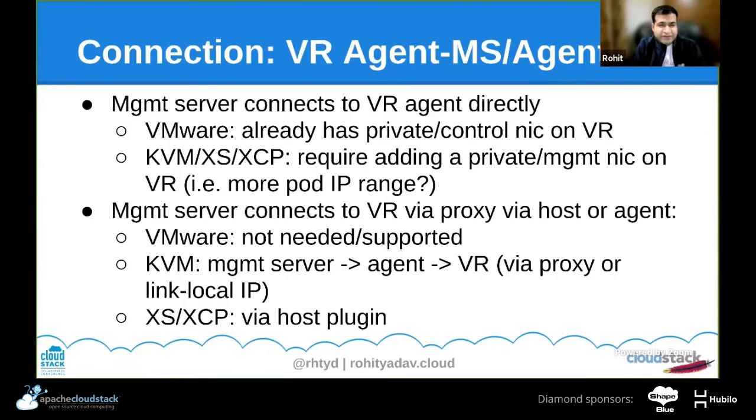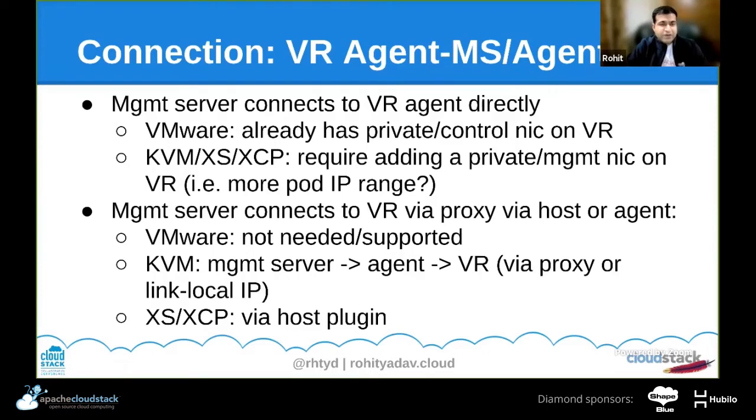Like in the case of VMware, the management server already talks to the VR directly using the private or control NIC on the VR. In the case of KVM and XenServer or XCP, we have a link local IP concept. That means you have to first SSH into the hypervisor host, and through that you can get into the VR. And the two examples we saw, the named pipe example and the Unix domain socket prototype demo, can be used in both these options.